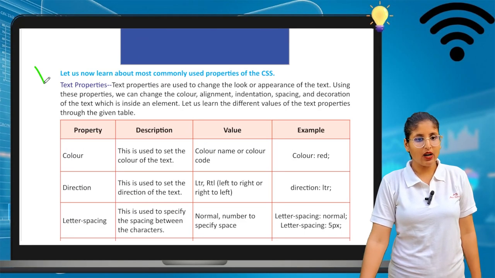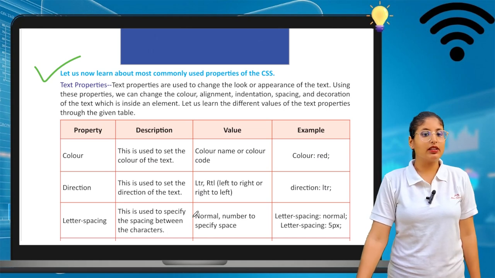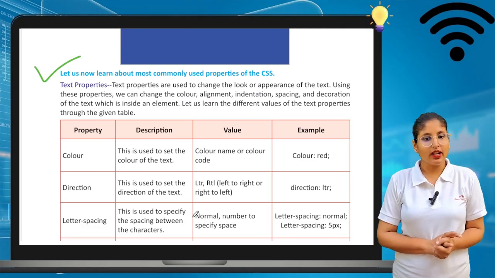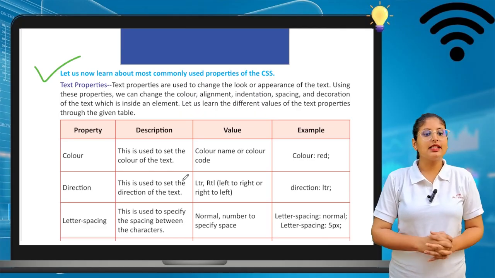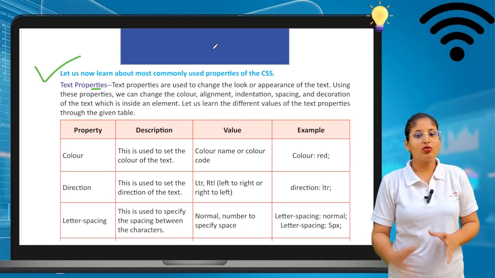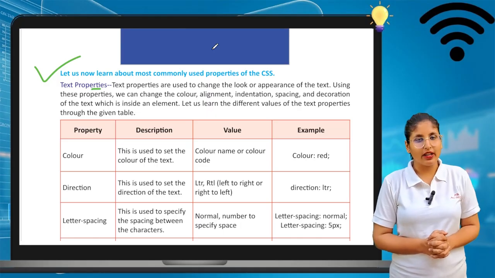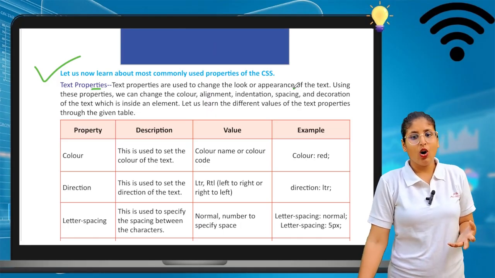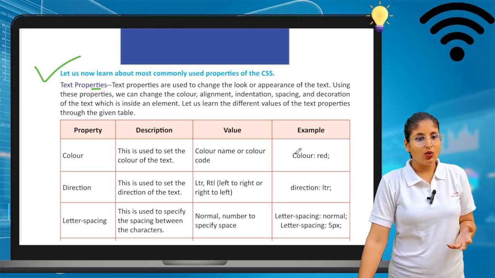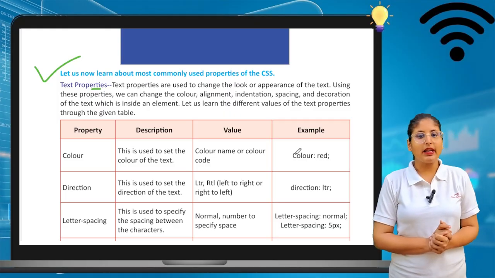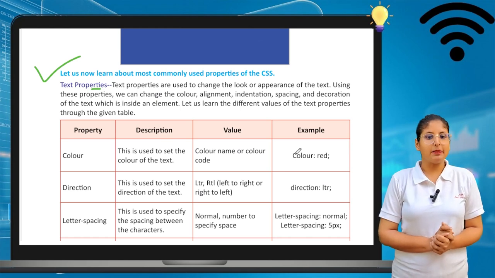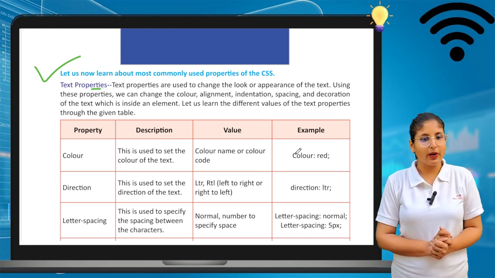Now, let us learn about the most commonly used properties of CSS. So, what are the properties of it? Let's see. First is the text property. What is the text property? Text properties are used to change the look or appearance of the text. Of course, text properties change the whole appearance of the text. Using these properties, we can change the color, alignment, indentation, spacing, and decoration of the text which is inside an element. Let us learn the different values of the text properties from the given table.